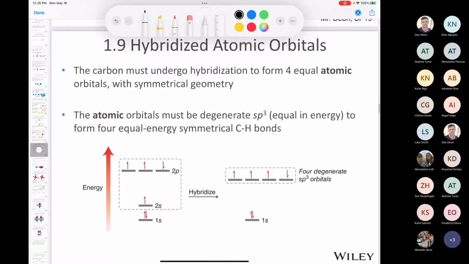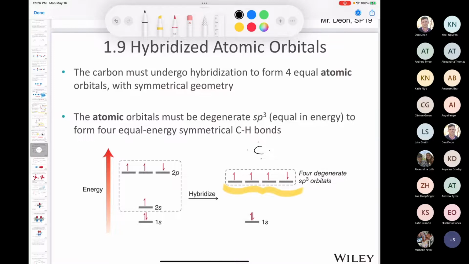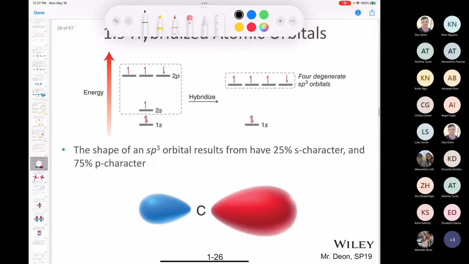Here I have it shown in the slide, showing the hybridization of the 3 2p orbitals and the 1 2s orbital to make 4 degenerate or equal energy sp3 orbitals. And hence, the carbon can form 4 bonds. Again, here's the Lewis structure of our carbon atom. 1, 2, 3, 4 unpaired electrons. And there, that helps us explain why carbon, when it has 4 single bonds, it adopts a tetrahedral molecular geometry.